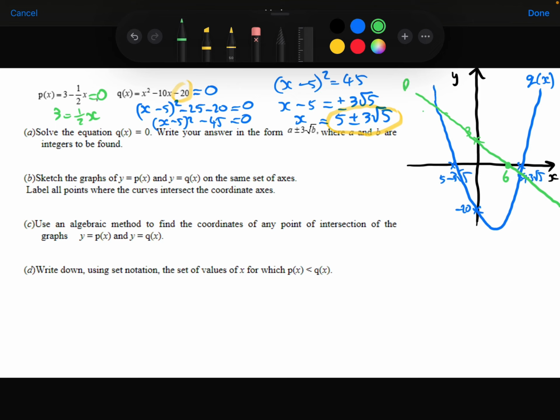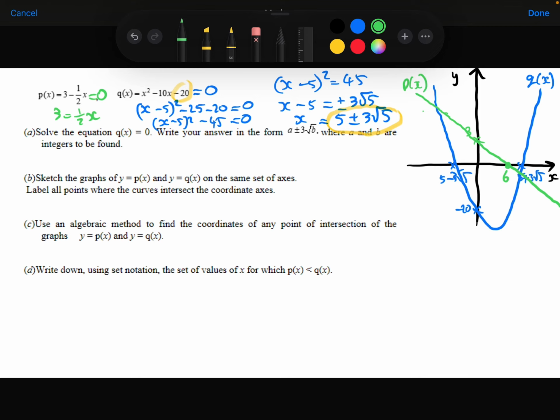I've drawn p of x in green, intercepting the y-axis at 3 and the x-axis at 6. And I've drawn q of x in blue, intersecting the y-axis at minus 20 and the x-axis at 5 plus 3 root 5 and 5 minus 3 root 5.